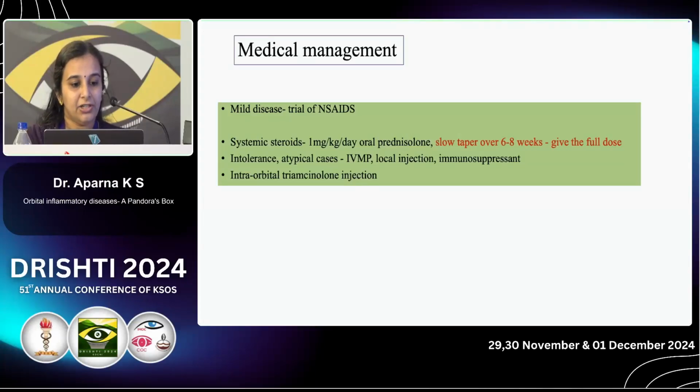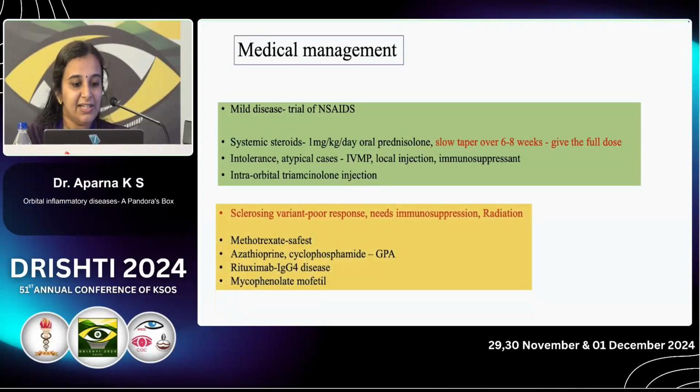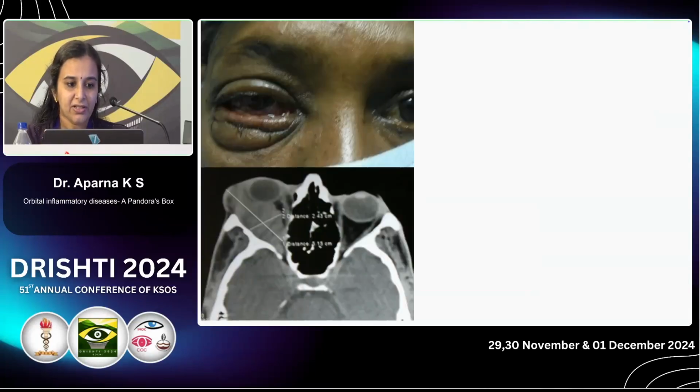In case of intolerance or atypical cases, we can start with IVMP or immunosuppressants. The sclerosing variant, which shows poor response, may need immunosuppression or radiation therapy. Methotrexate is a relatively safe immunosuppressant, but in cases like GPA, which can be life-threatening, we have to give immunosuppressants like cyclophosphamide.